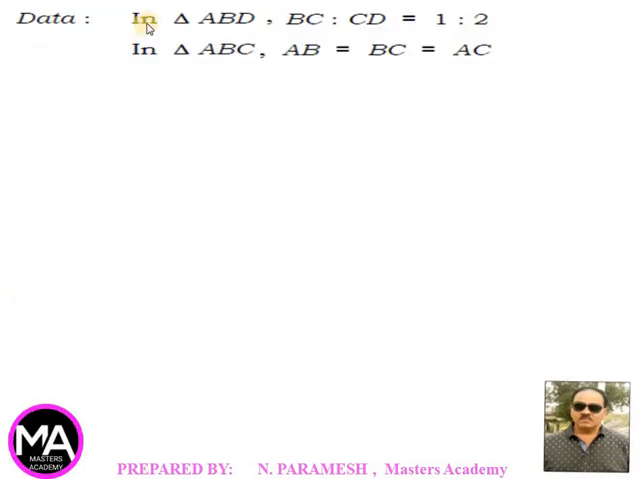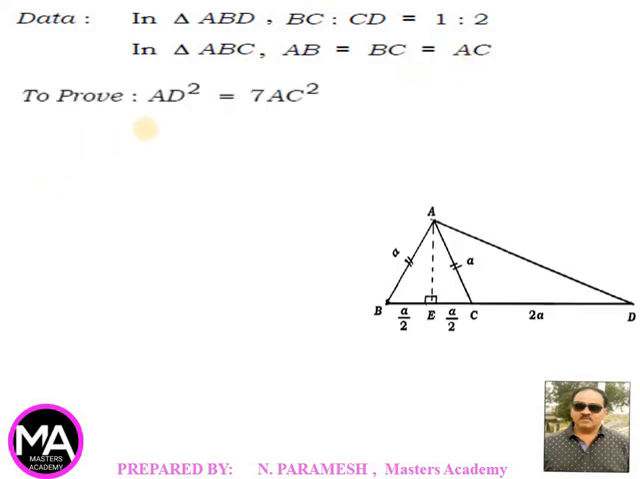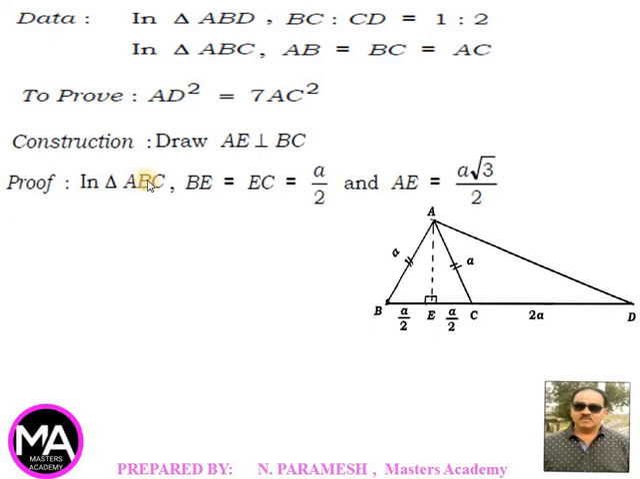2. Data, in triangle ABD, BC is to CD is equal to 1 by 2. In triangle ABC, AB is equal to BC is equal to AC. To prove AD square is equal to 7 AC square. Construction, draw AE perpendicular to BC. Proof, in triangle ABC, BE is equal to EC is equal to A by 2 and altitude AE is equal to A root 3 by 2 after applying Pythagoras theorem to triangle AEC.